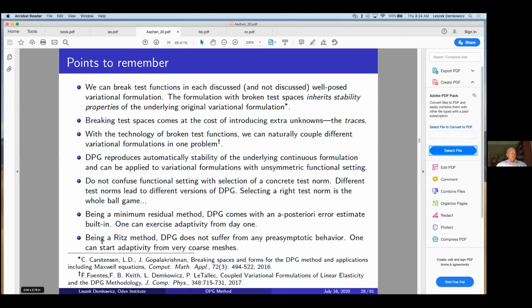And because it's a minimum residual method, it falls into the category of Ritz methods. DPG does not suffer from any pre-asymptotic behavior. One can start adaptivity from very coarse meshes, and I probably won't have time to do that, but we exercise that property very strongly in the context of the solution of wave propagation problems in the large wave number regime, where the standard Bubnov-Galerkin method is only asymptotically stable. You have to start with a mesh that not only satisfies the Nyquist criterion, but also controls the pollution there. With DPG, you can start with a mesh consisting of one element.